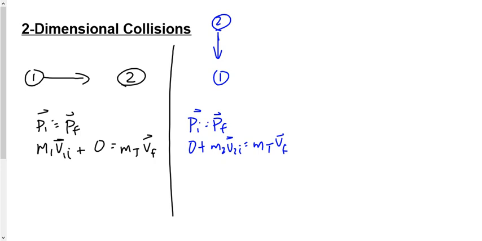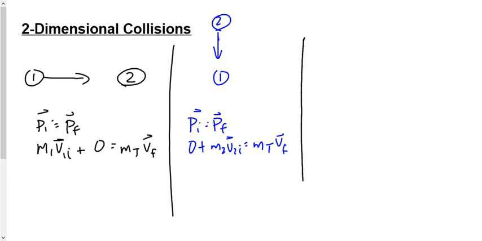It has an initial momentum of 0, so we'd say 0 plus the momentum of object 2. The only trick that we have with this one is that object number 2 is moving downward, so the initial velocity would be negative, right? That's the only real thing that could trip us up on this one as compared to the first one.